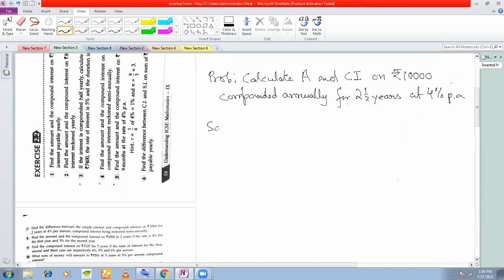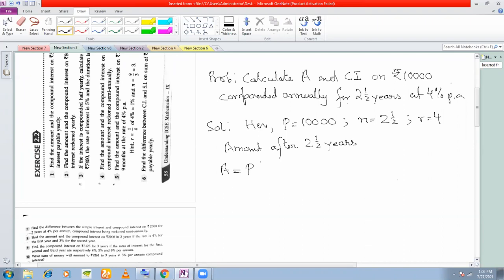Okay, so how do you calculate this? Let's write down what is given here. Here, principal is given to be 10,000. Time is given to be 2.5 years. And rate is given to be 4 percent. So amount after 2.5 years, A is equal to P into 1 plus R by 100 whole to the power of N. Put the values here.